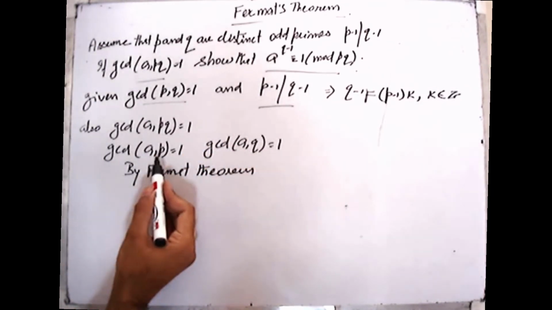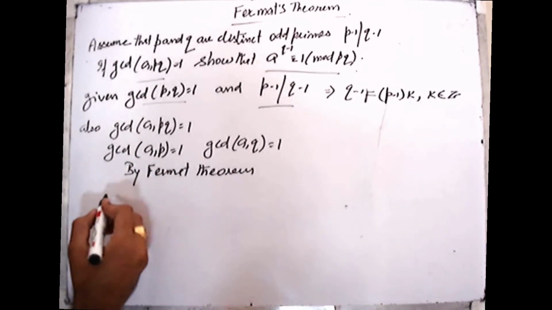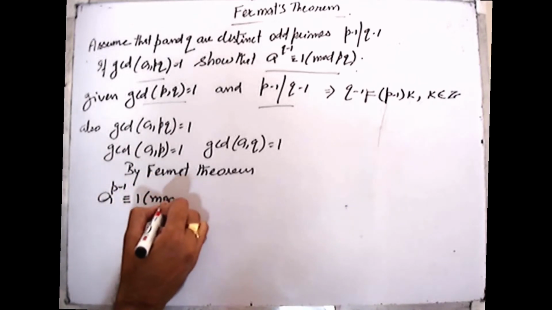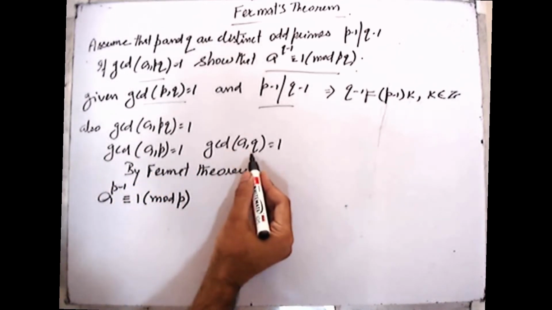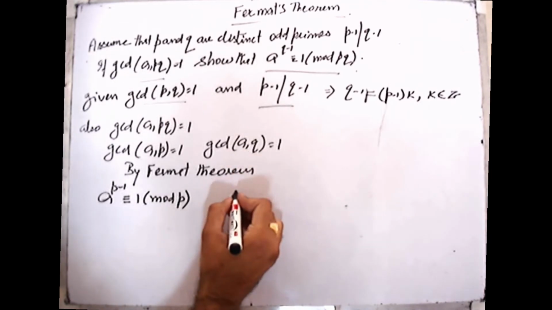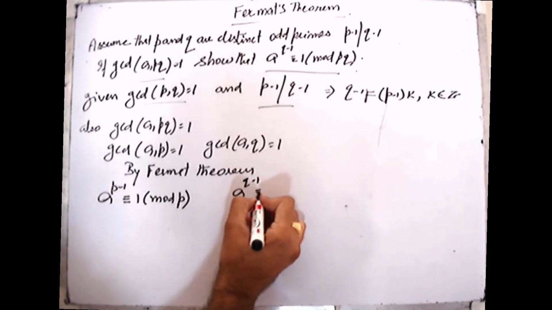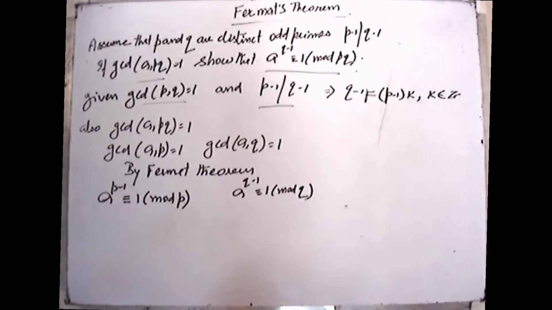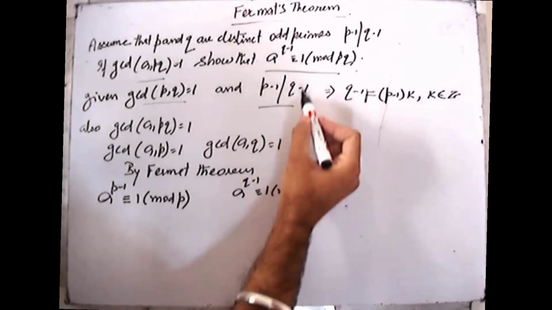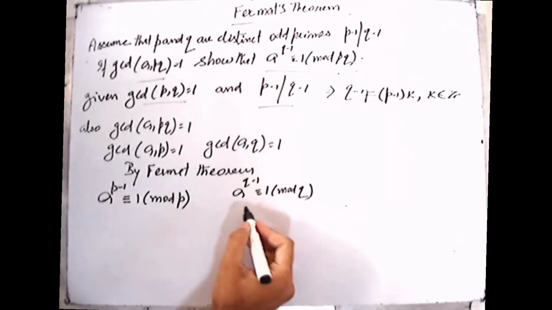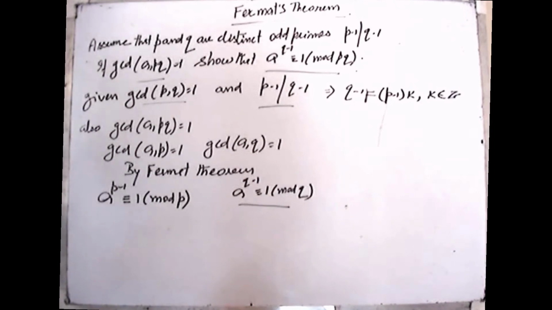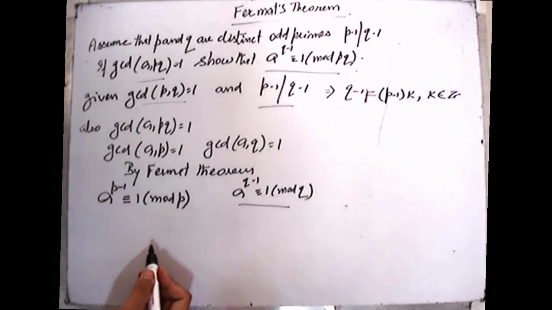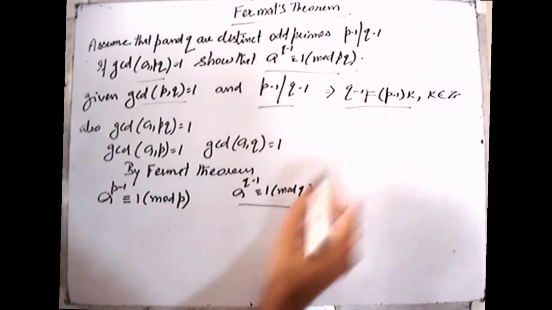as P is prime and P does not divide A, A^(P-1) is congruent to 1 mod P. And similarly, Q is prime and Q does not divide A, so A^(Q-1) is congruent to 1 mod Q. Now try to see what we need to prove. We need to prove A^(Q-1). So here in this part we are already getting that power. But how can we convert this P-1 into Q-1? For that we use this relation.